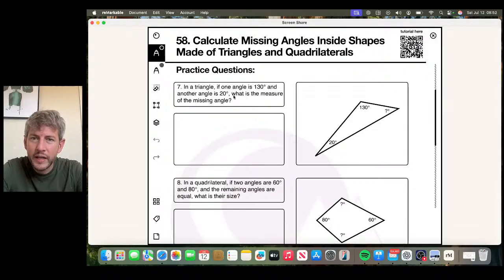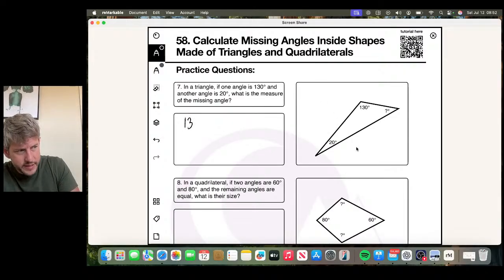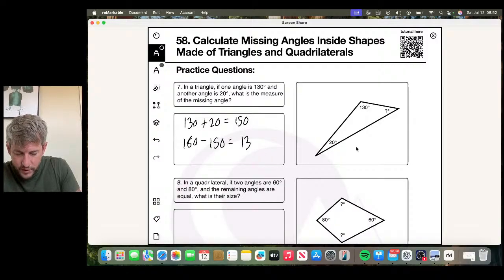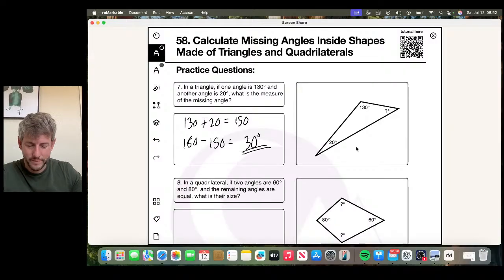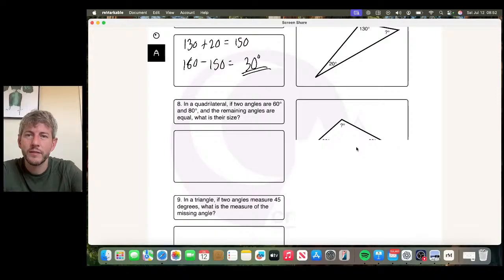In a triangle, if one angle is 130 degrees and another angle is 20 degrees, what is the measure of the missing angle? Okay, so here we go, 130, 20. So we're going to do 130 add 20 equals 150. Okay, so 180 take away 150 will equal... No, what am I doing? It'll equal 30 degrees. 30 degrees, yes, not 130 degrees. Right, there we go.